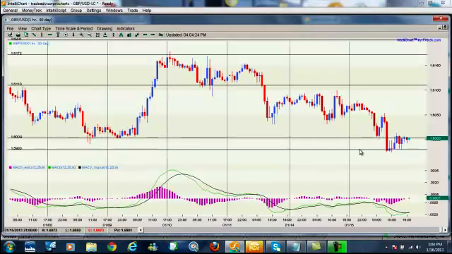Daily chart, same thing. Price came down to the 59.80. Remember I told you earlier that the 80 level on the euro and the pound are very strong.